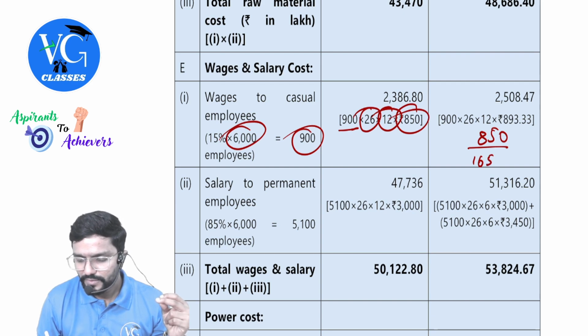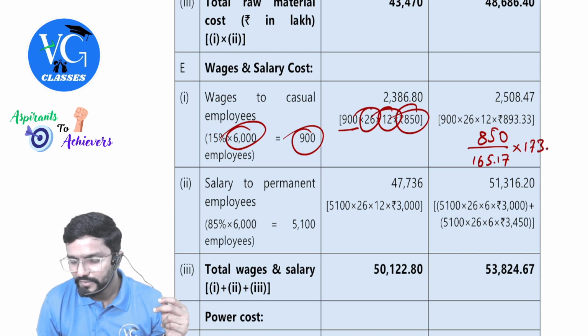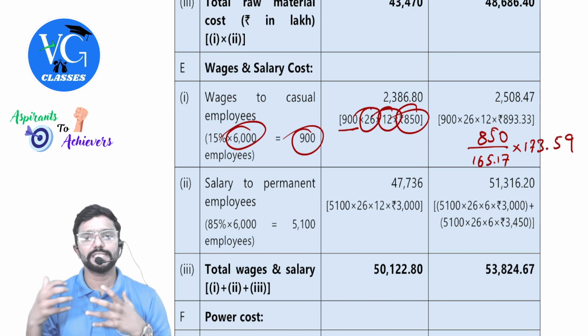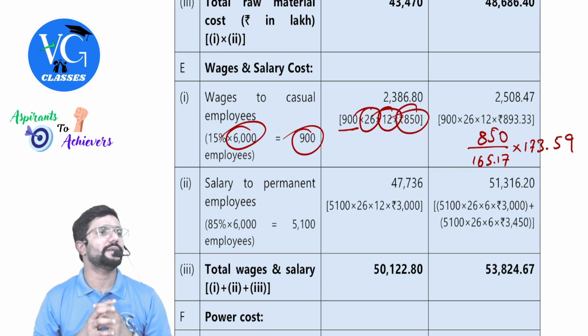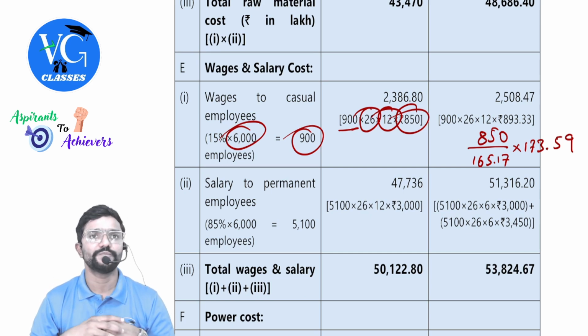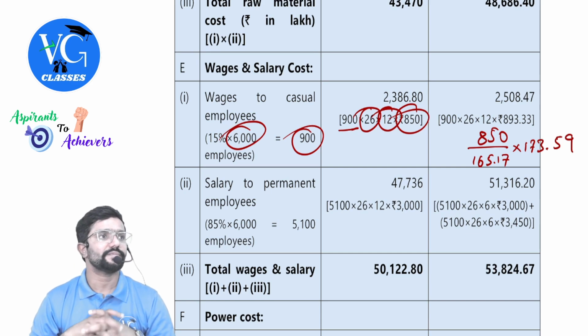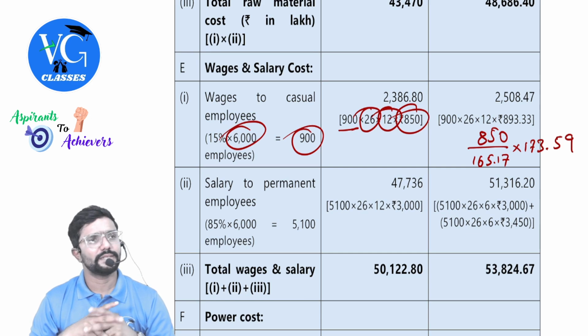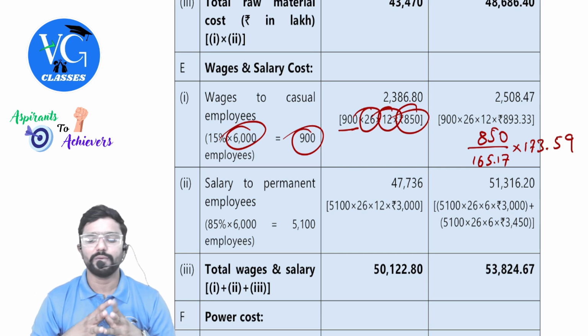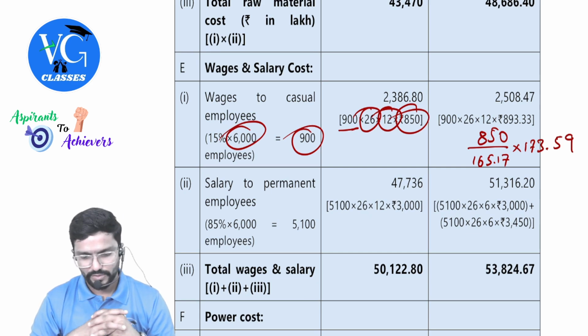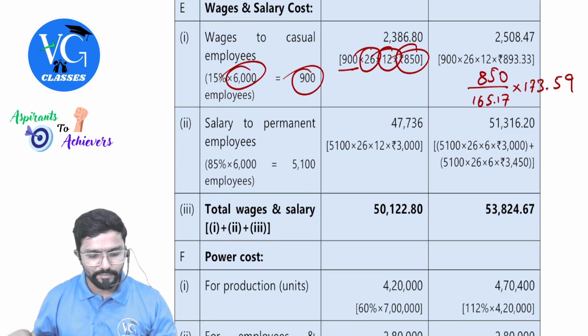160 into 173.5. That is for 2024. This is how you are getting the wage rate per day for casual workers in 2024. Are you getting the same, you check? 893.33. Yeah. Then multiply guys. 900 workers are working for 26 days in a month into how many months in a year? 12 months. Okay. Salary to permanent employees.